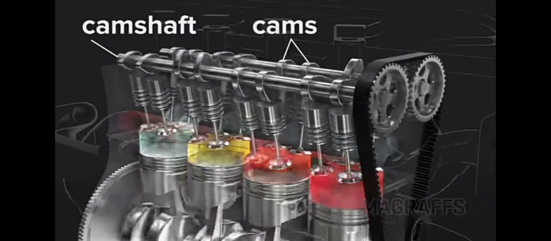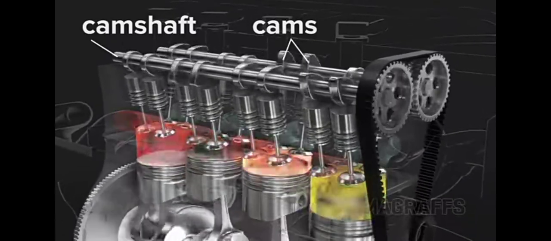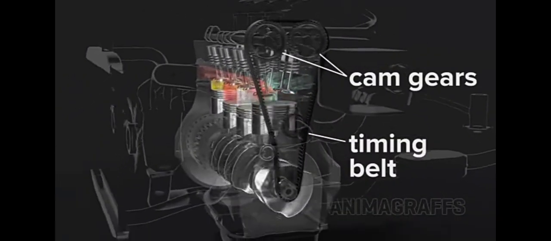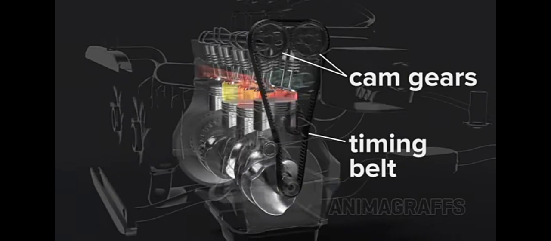Camshafts with specially shaped cams push spring-loaded valves open in turn. Cam gears and a timing belt or chain link everything to the crankshaft, and it all spins together.